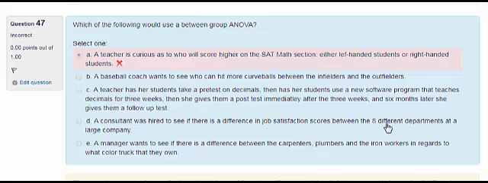in scores, that's your DV, between 8 different departments at a large company. That is your answer, D, right? Because there's one IV, we can call it department with 8 levels, and the DV is job satisfaction, so it's D. So let me check E. The manager wants to see if there's a difference between carpenters, plumbers, and iron workers in regards to what color truck they own. Okay, that would be a categorical versus categorical. That would be a chi-square test. But no, answer's D on that one.